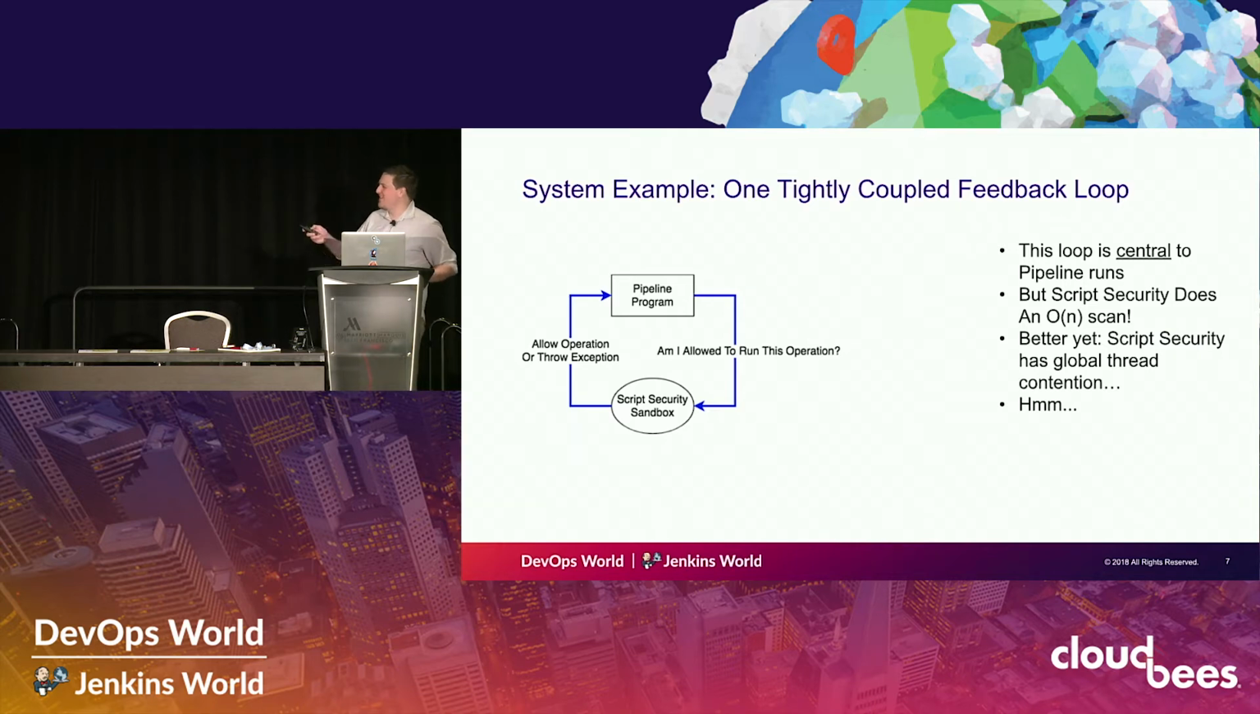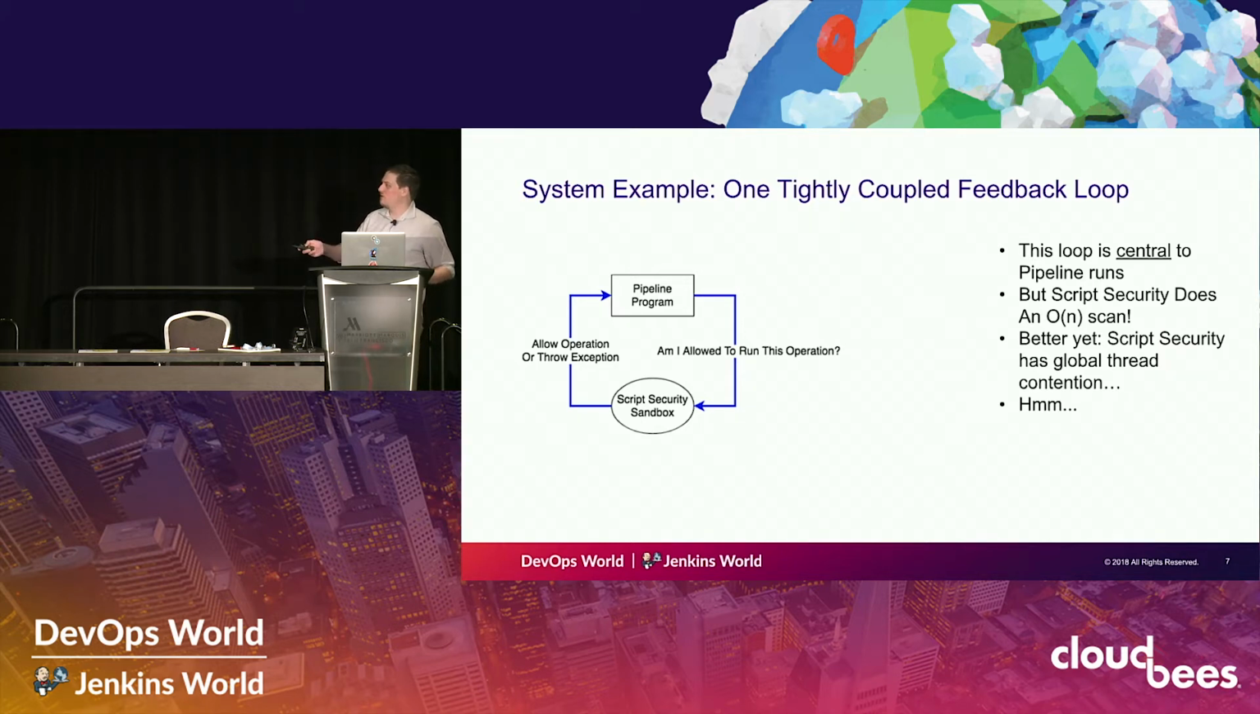It's terrible. One of the key problems is that this is the tight main loop for running a Pipeline, and that check in Script Security is happening with every method call. That check is actually using an O(N) scan of all of the validated signatures until it finds a match. And here's the other fun part: it has a global lock while it's doing that scan, or it did.